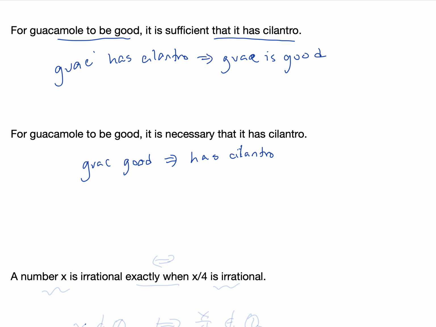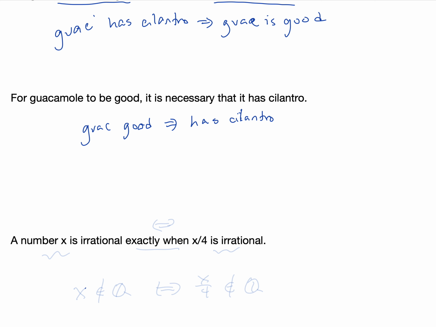Next, a number x is irrational exactly when x over 4 is irrational. Exactly when, that's an if and only if situation. So exactly when this happens, and exactly when this happens, if and only if. So x is irrational, x is not an element of the rational numbers, if and only if x over 4 is not an element of the rational numbers.